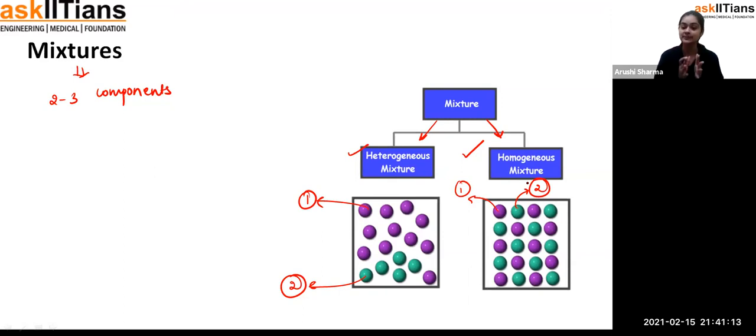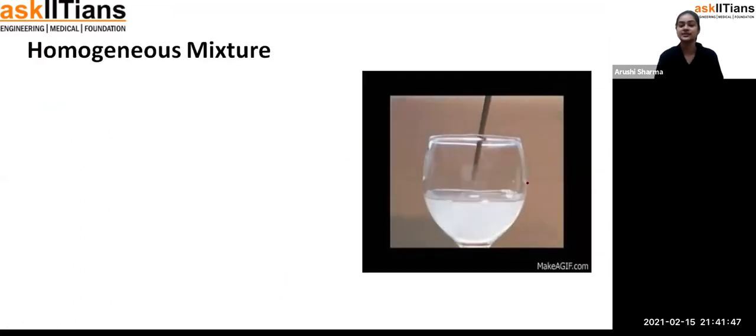So a mixture is something in which you are mixing two or three components or more than that, and you can separate them out by physical or chemical methods, and they are classified into two categories, the heterogeneous and the homogeneous. In homogeneous, the components are arranged very regularly and have some uniformity, because they follow some regular pattern, but the heterogeneous ones are non-uniform in nature. Now we'll talk about homogeneous and heterogeneous mixtures.